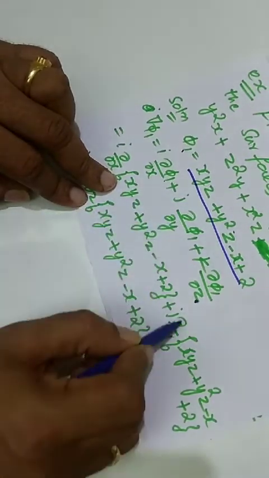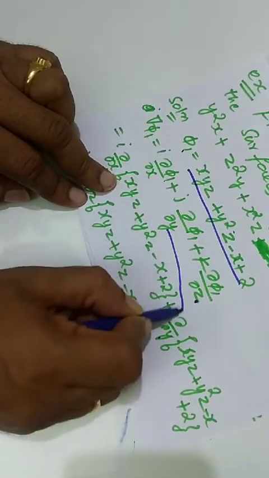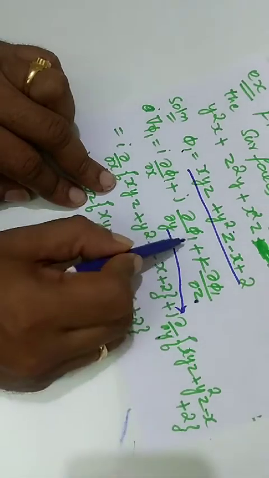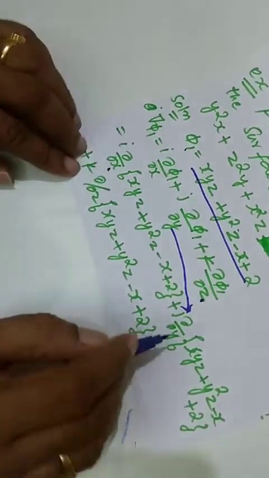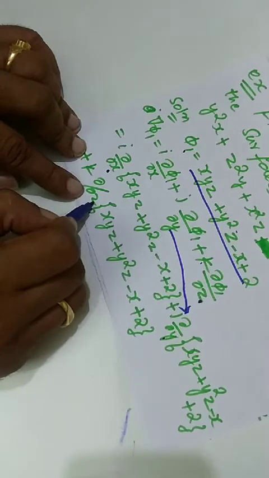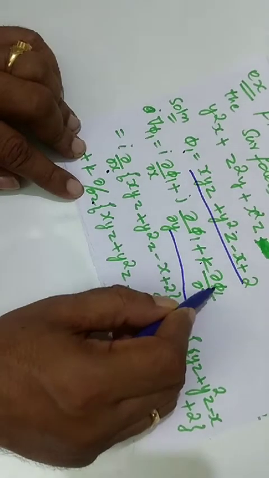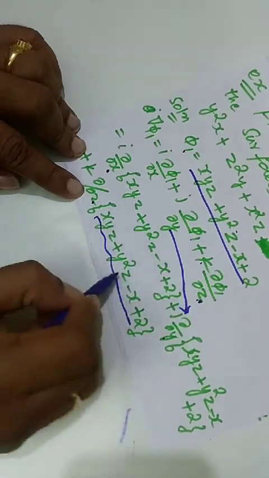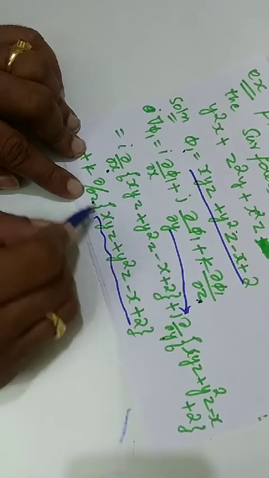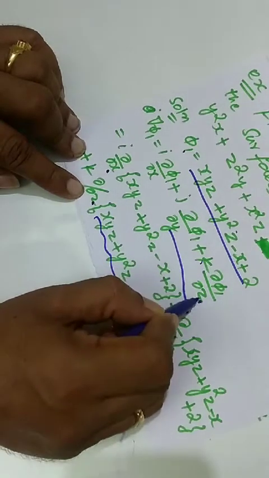Similarly, j into dou by dou y, write that as it is, of phi 1, this bracket. Similarly, k into dou by dou z of phi 1, which is xyz plus y squared z minus x plus 2. Now what is required? I have to differentiate this properly.